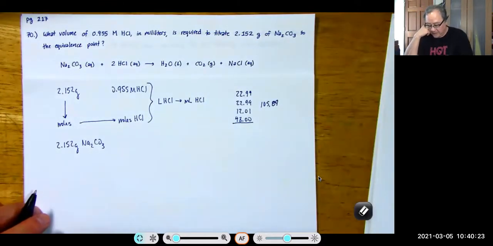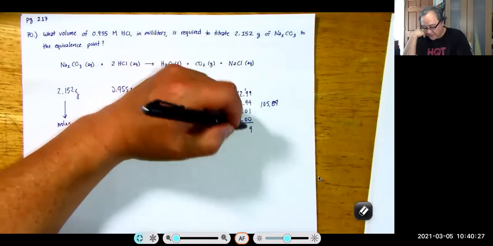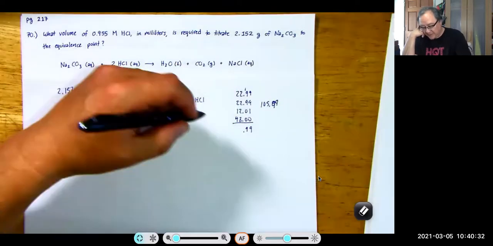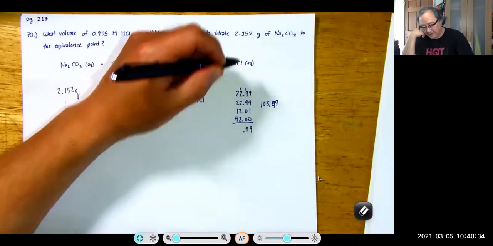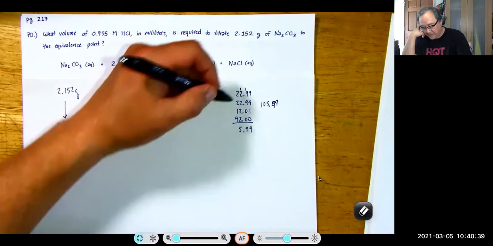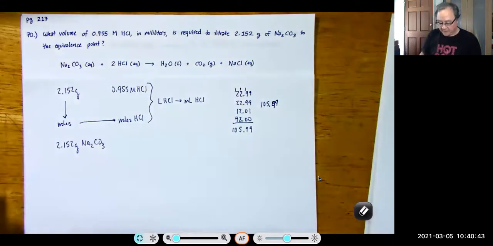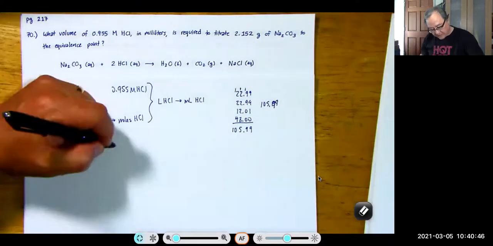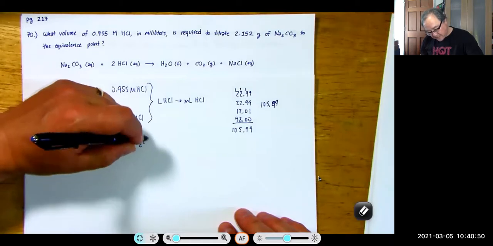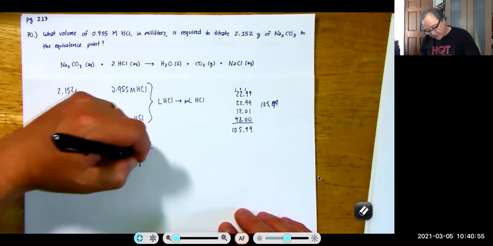Yeah, seems about right. Let's see. That would be 9, carry the 1. So 0.99. And then carry the 1. And that becomes 10, 15, carry the 1, and that becomes 10. Okay, so times 1 mole of sodium carbonate per 105.99 grams of sodium carbonate.